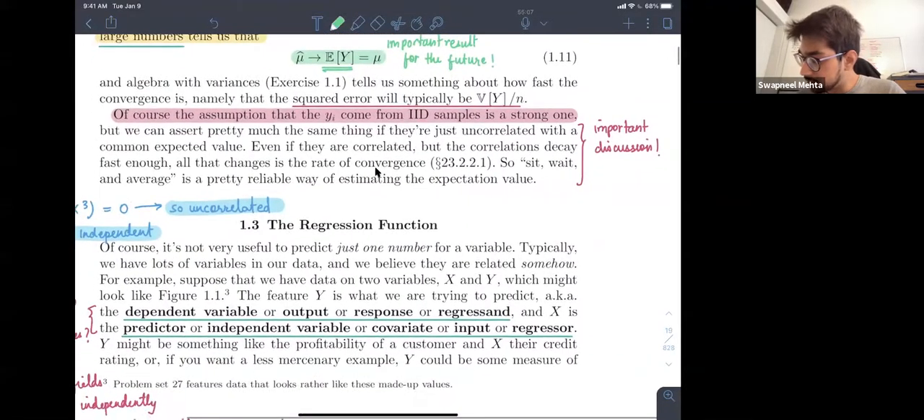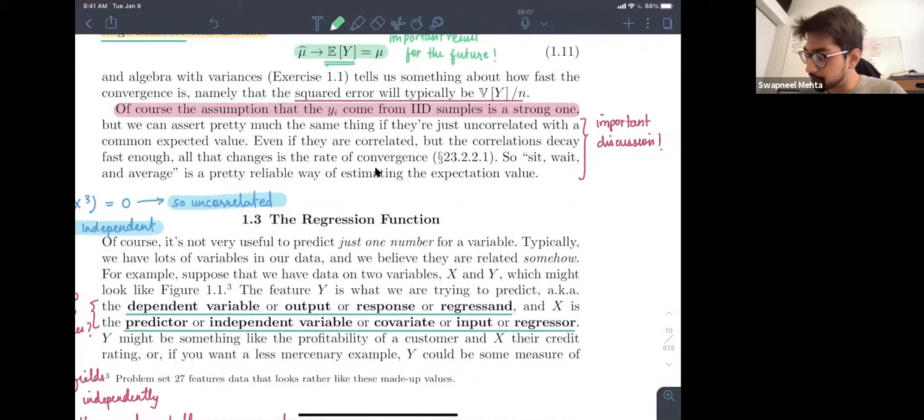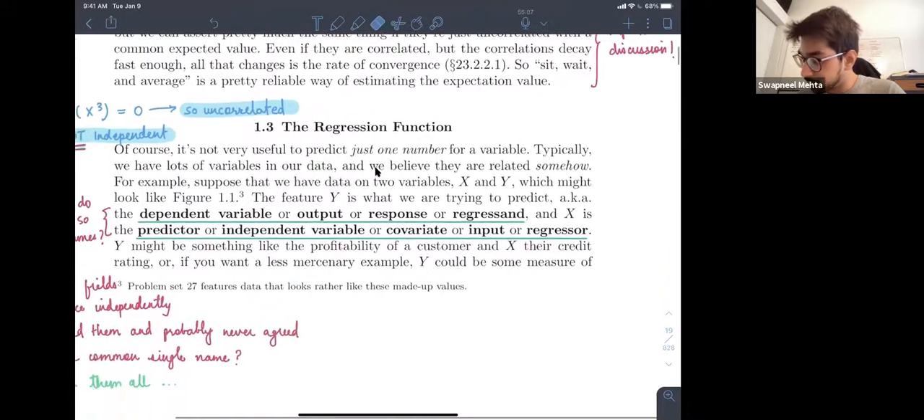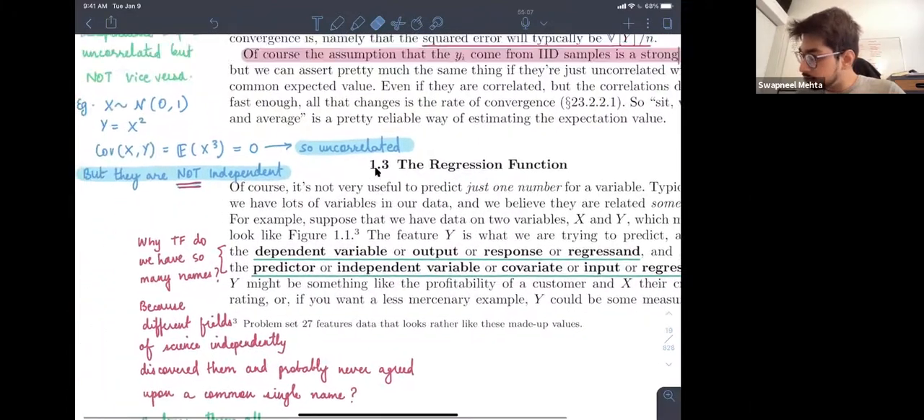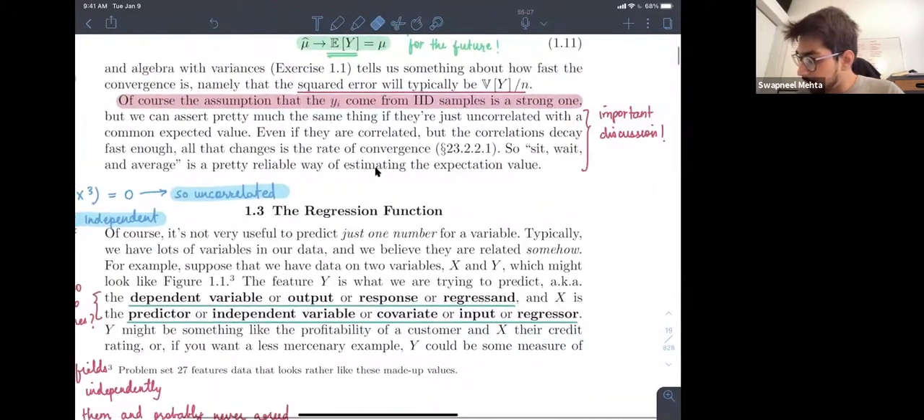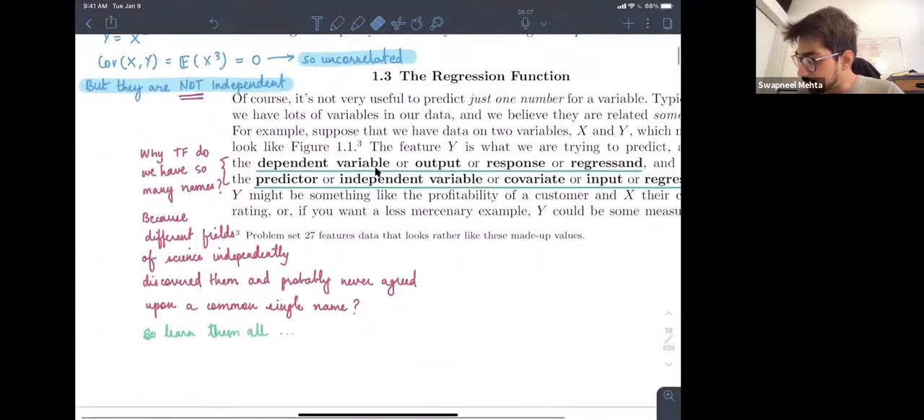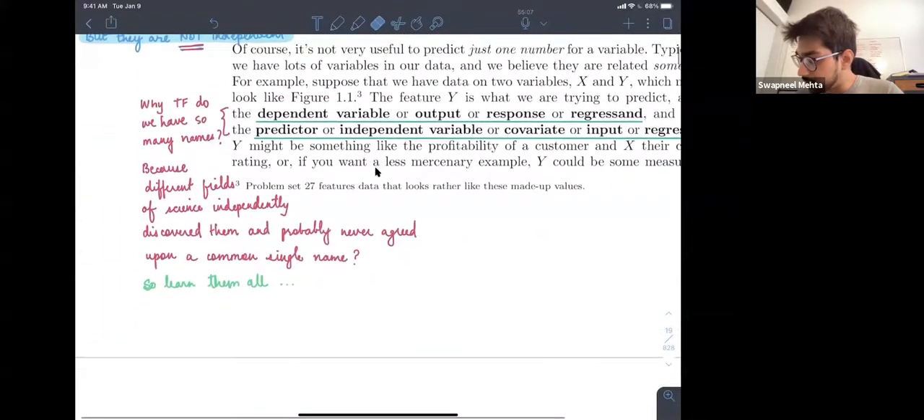Another thing is about the convergence of the squared error. As you get more data, n increases and the squared error decreases, which is also pretty intuitive. The more relevant data you get, the better your predictions will be. I'll get into this uncorrelated but not independent point later.